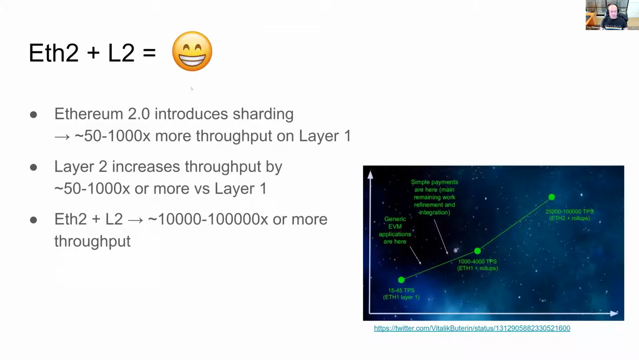So how does Layer 2 fit together with Ethereum 2? They're actually very complementary. Ethereum 2 introduces sharding, which can get us perhaps 50 to 1000x over time more throughput on Layer 1. And Layer 2 also increases throughput by some similar orders of magnitude. And if you combine the two, then the scalability increases multiply, and we can get tens of thousands, hundreds of thousands, maybe even more throughput by combining ETH2 with Layer 2. So they go together very well.